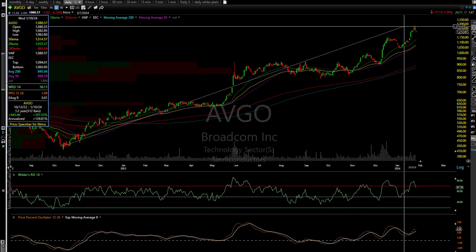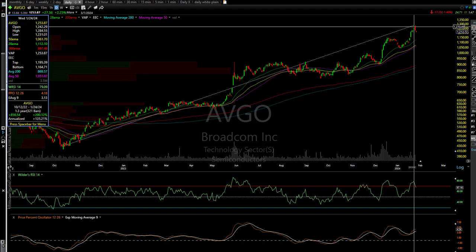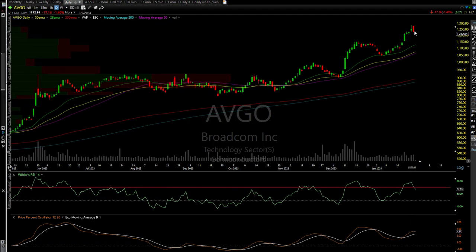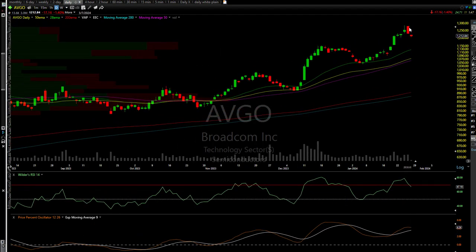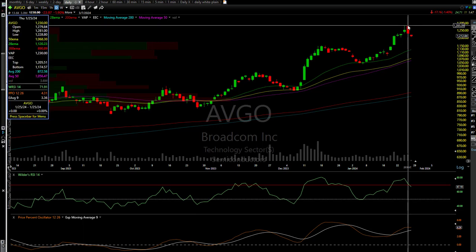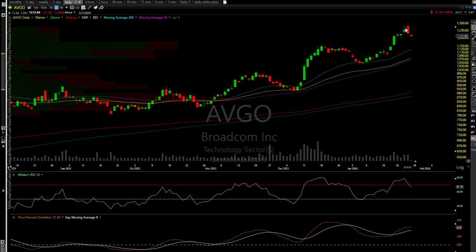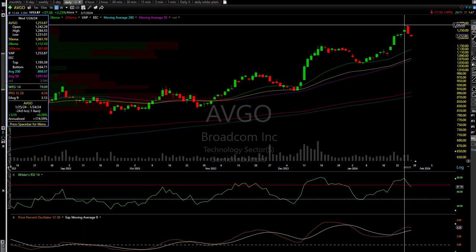Again, I'm not saying you would have rode the whole thing. Maybe you would have 200% return on your money. And now you have a bearish engulfing candle. So again, the strategy is the same. You could have shorted yesterday at the close. You could short right now if you want. And then you have the high, the top.